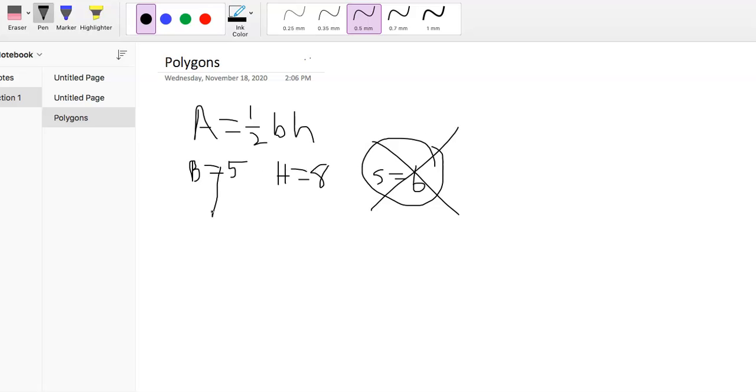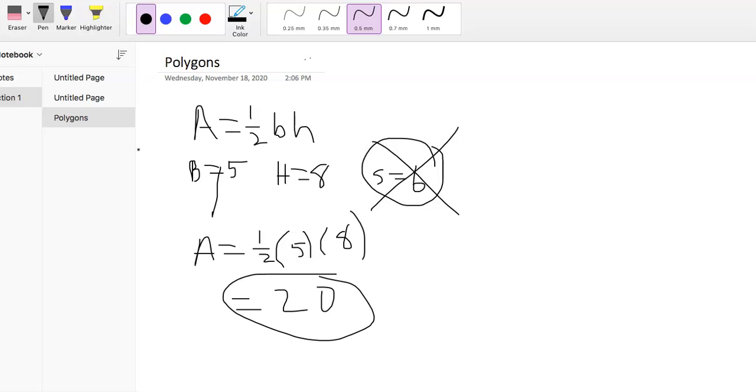So if we go back in, whoops. So with this, we don't worry about the sides. Area equals 1/2 times base, which is 5, times height, which is 8. Okay, 5 times 8 is 40. Half of that is 20. Okay, that's all you got to do. So area equals 1/2 base times height. That's definitely an important one. Could easily show up.